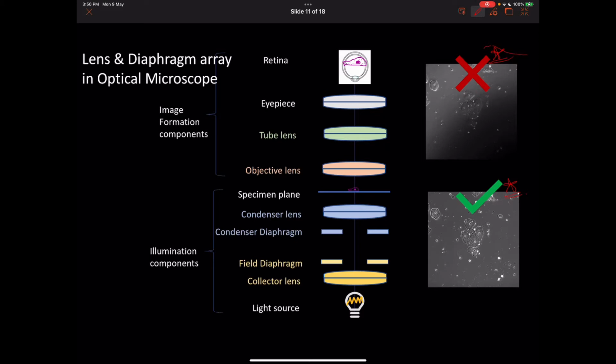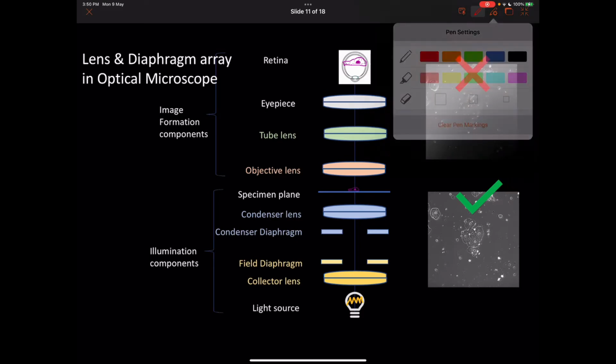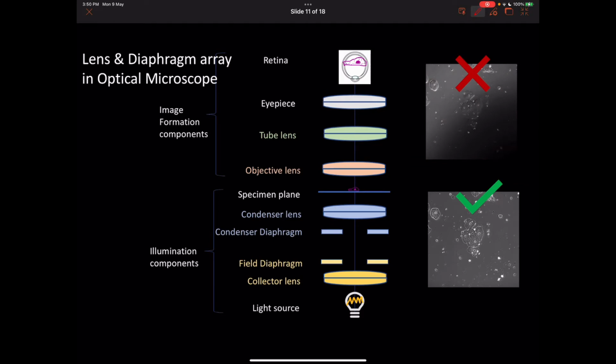So now we are very clear that if you align these components optimally with each other, you are going to get a perfectly illuminated sample, which is shown on the right hand side towards the lower panel.